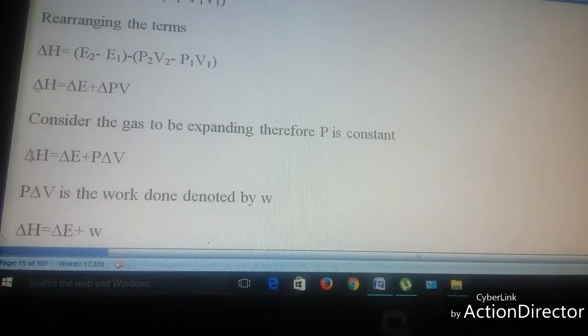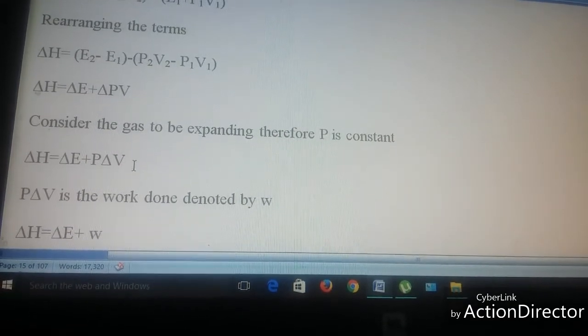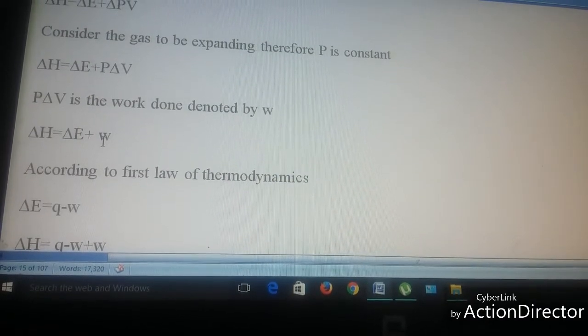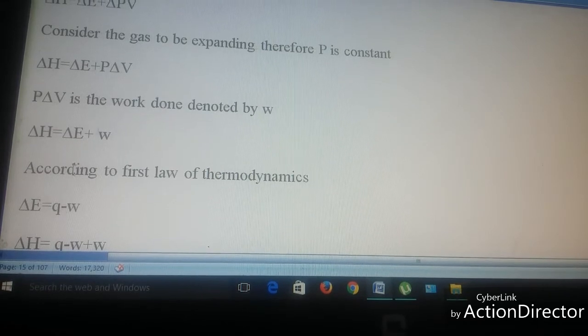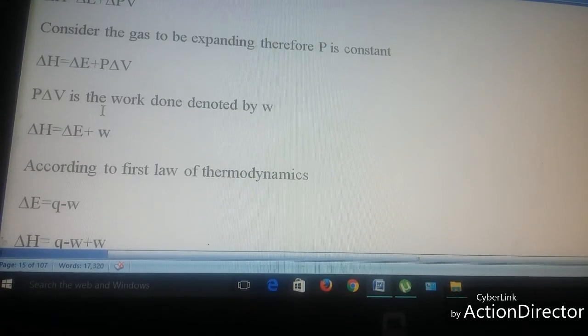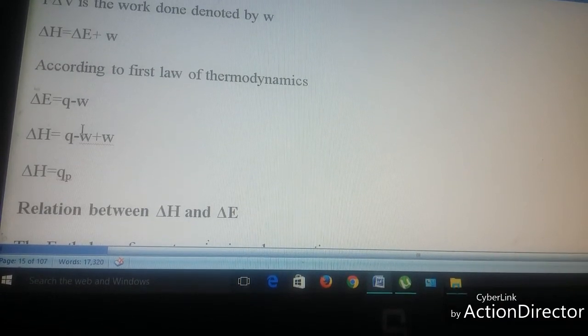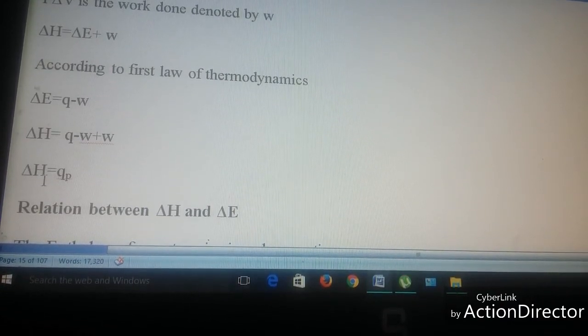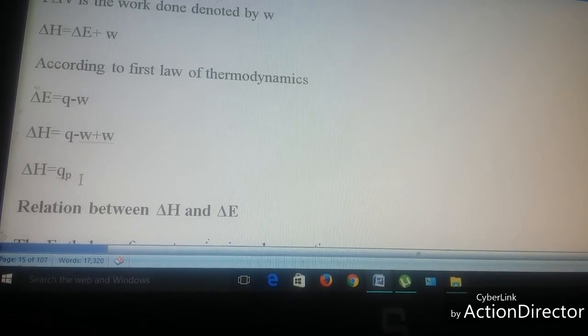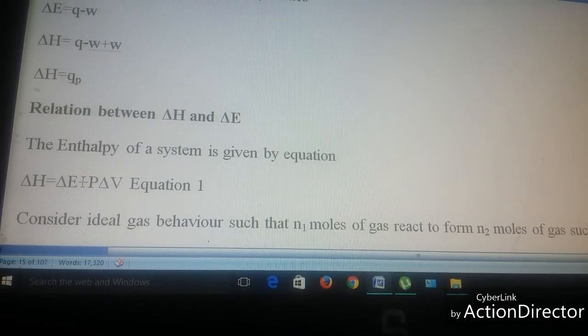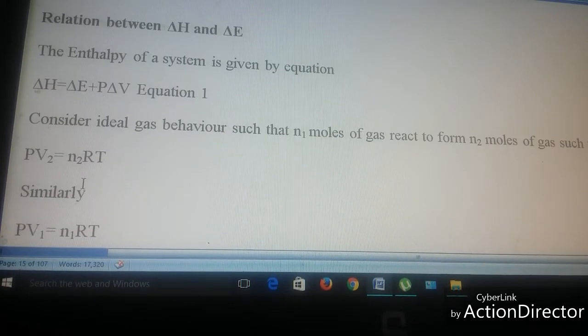So you can use delta H is equal to delta E plus P delta V also, and P delta V is nothing but the work done, so you can replace it by W also. And according to the first law of thermodynamics, you know, delta E is Q minus W. So put this equation, this gets cancelled, and you are left with delta H is equal to Q. Now the relation between delta H and delta E, this we have already done.